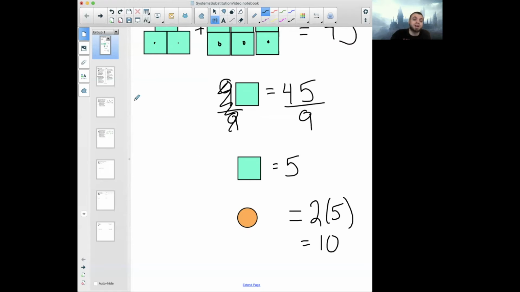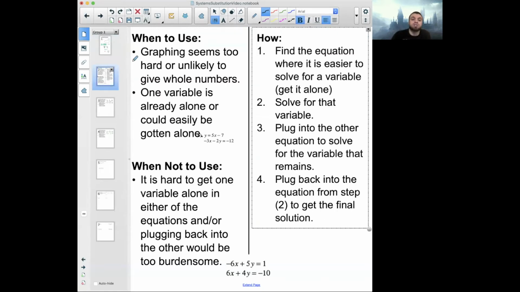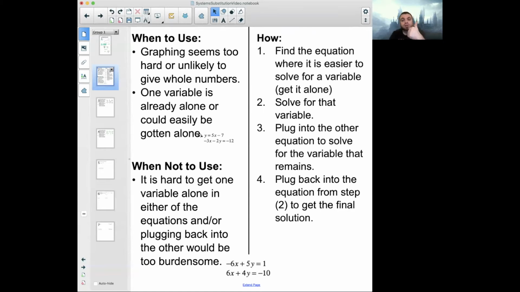But what I'm going to do is I'm now going to move on to just a general overview here about substitution. So when do you want to use substitution? And this is getting into the big skills for this chunk of the unit. Remember, skill 1 is to learn the 4 ways to solve linear systems.